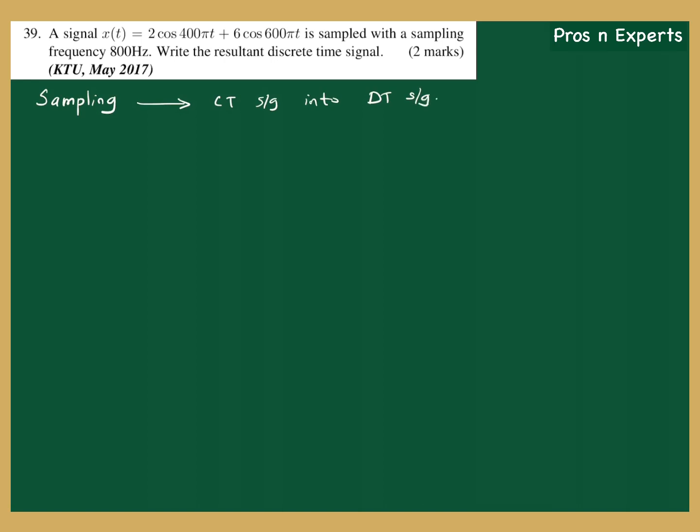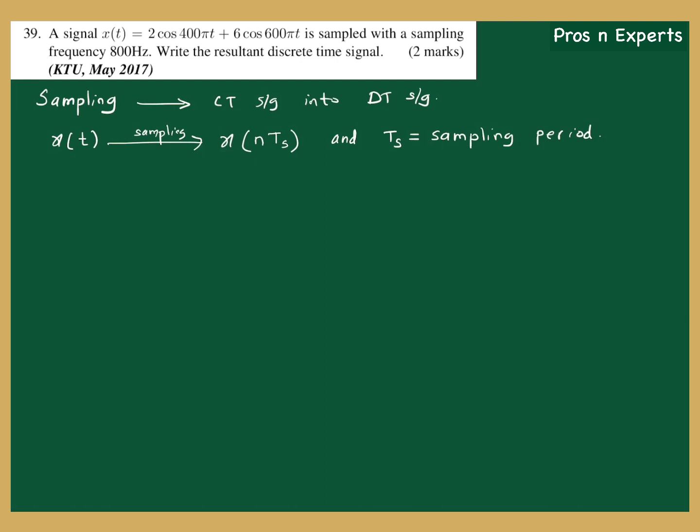You know that. So if x of t is the continuous time signal, on sampling you will get a discrete time signal which can be expressed by x of n ts, where n is an integer and ts is the sampling period in time domain. So x of n ts is the representation of the discrete time signal obtained by sampling.